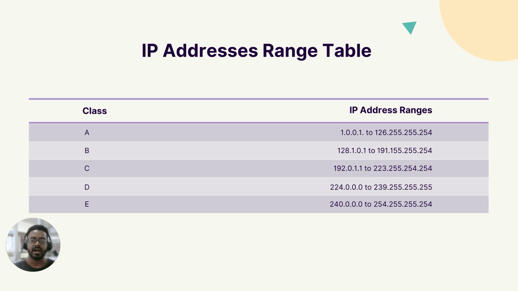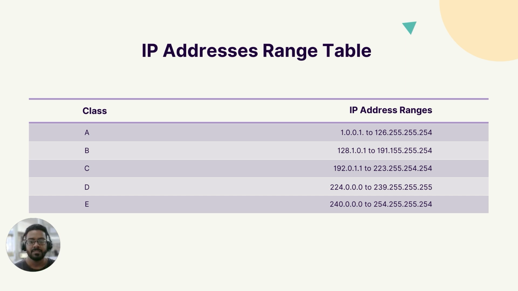Now, IP addresses can be further broken down into classes. And these classes are appearing in front of you. That's A, B, C, D, E, and their possible ranges can go from 1.0.0.1 all the way to 254.255.255.254.